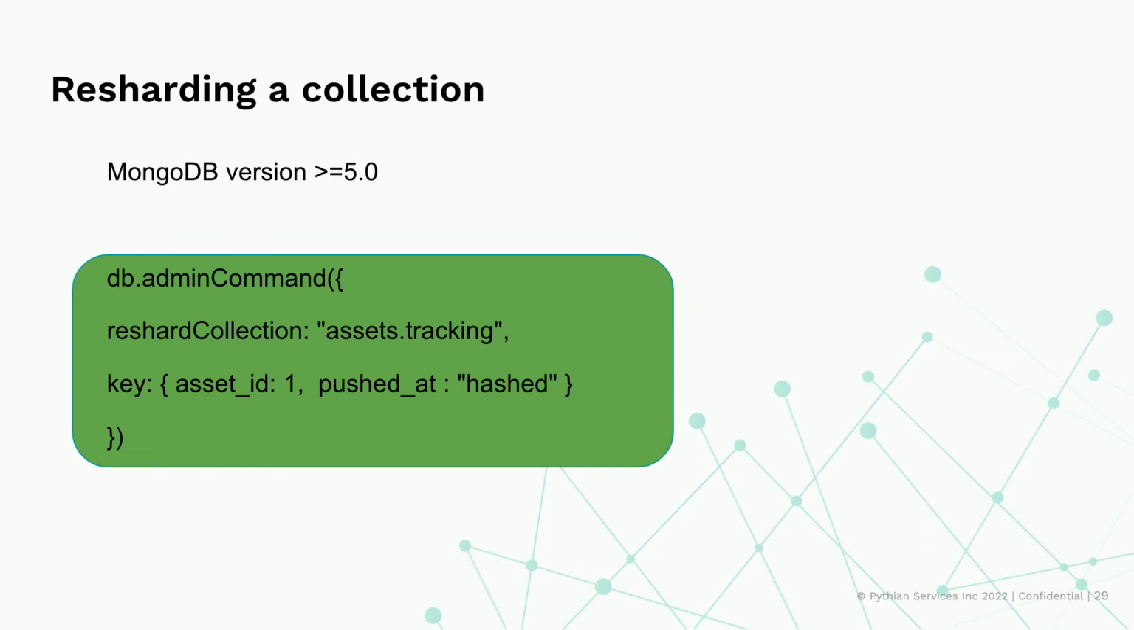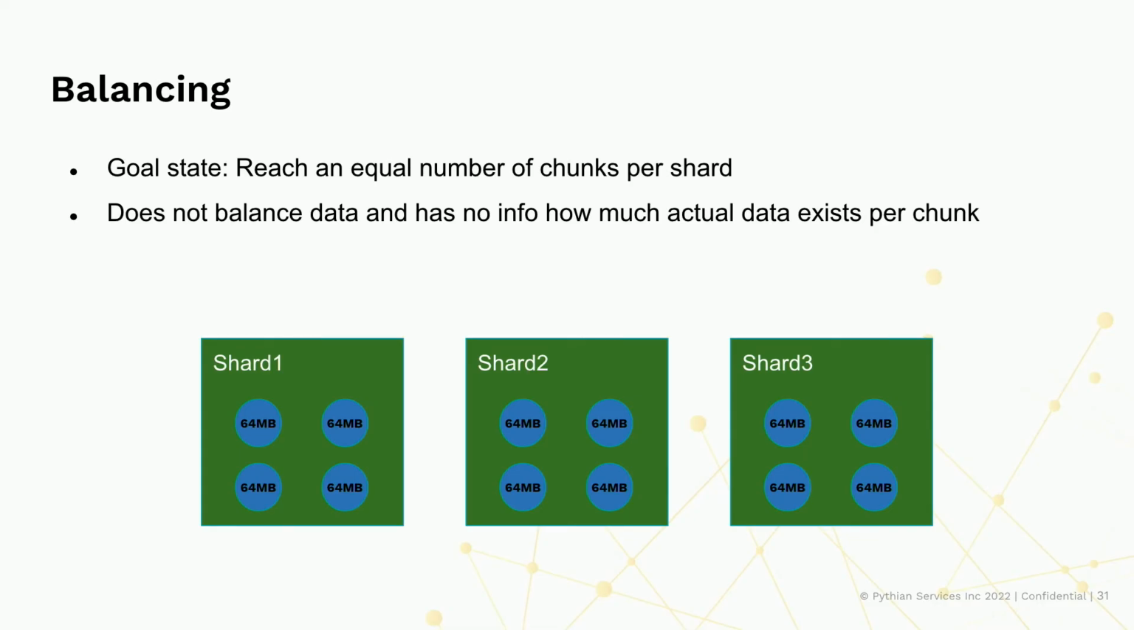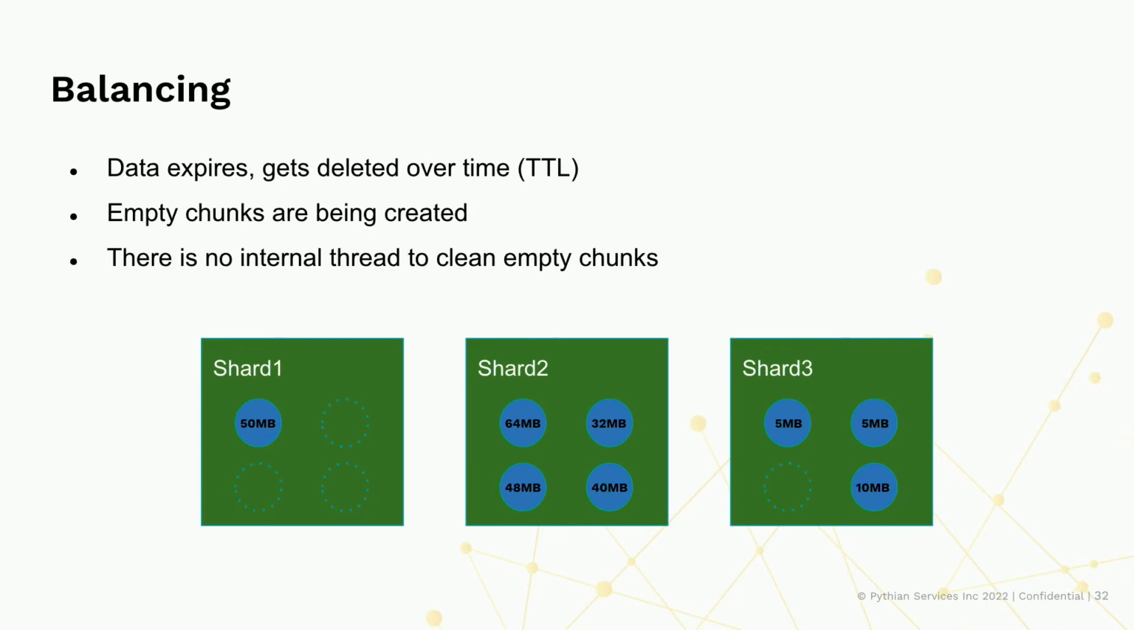But even with these improvements that were made in MongoDB since version 4.4, there are still some things that could be improved based on what we have seen. One of the things that could be improved is the balancing process. As we already mentioned, the balancer is just making sure that every shard in the cluster has exactly the same number of chunks. The balancer has the assumption that every chunk is the same size. But that is not always the case.